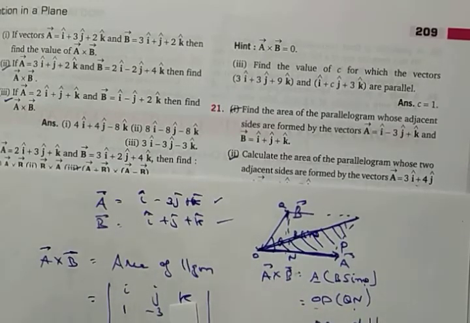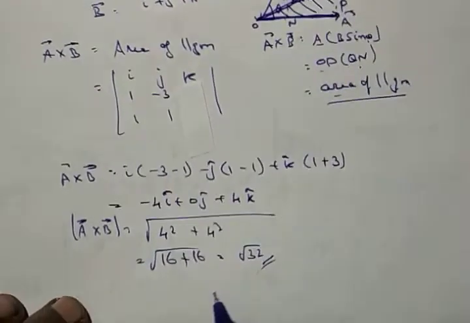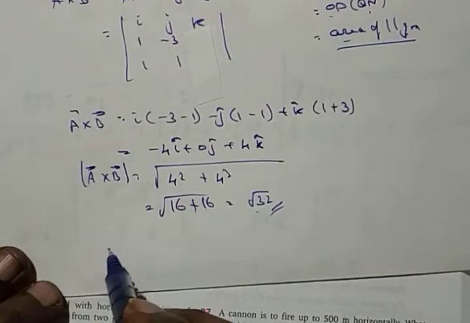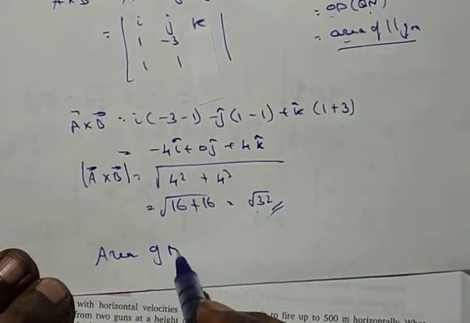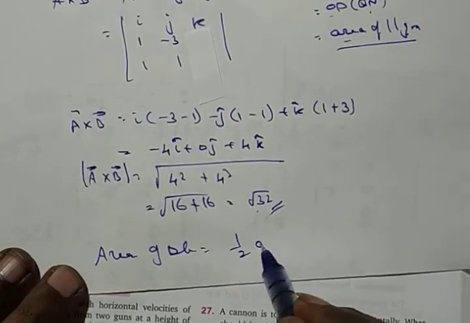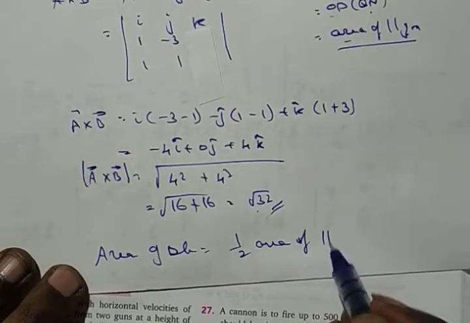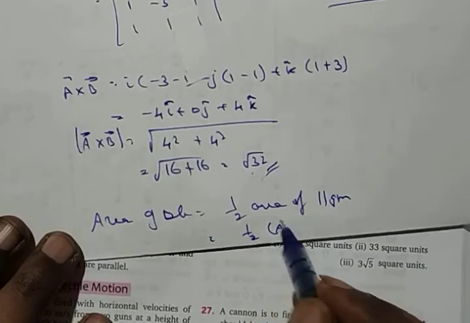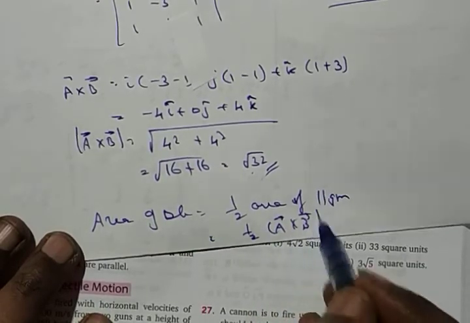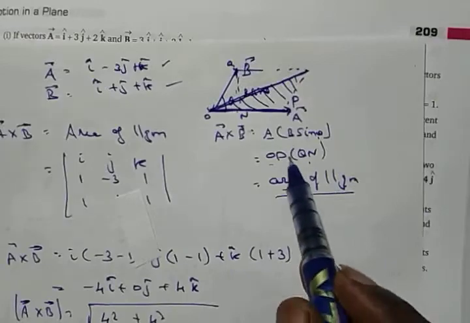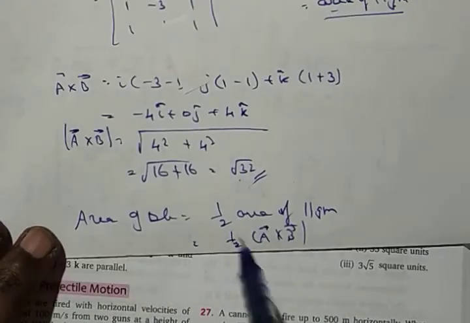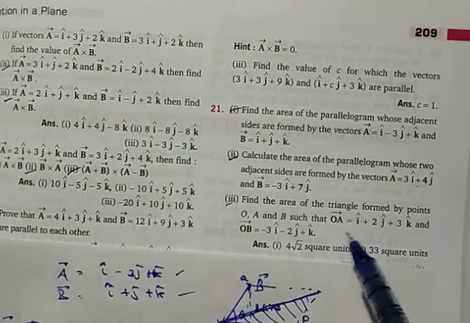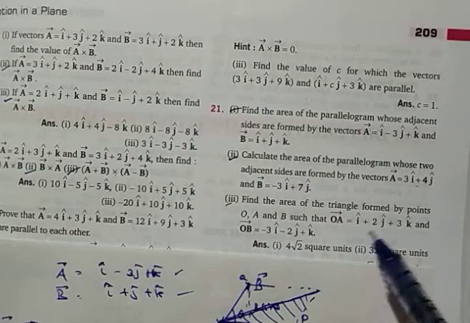How to find out the area of a triangle? After finding the entire thing, the area of a triangle is equal to half of the area of a parallelogram. That is going to be equal to 1 by 2 into A cross B. So whatever A cross B magnitude you find out, divided by 2, that will be the area of the triangle. So you need to just do the same thing. Find the same A cross B and then divide the answer by 2.